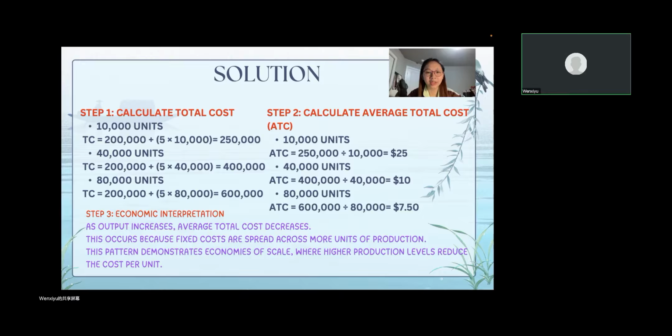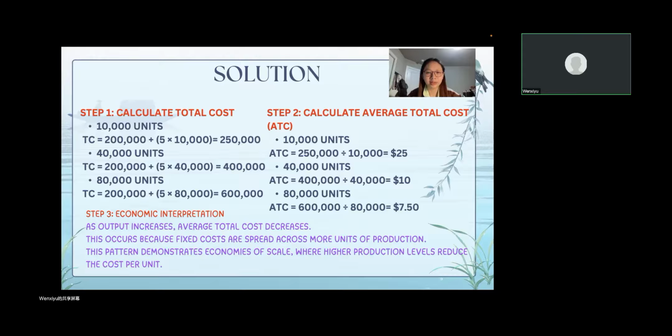At 40,000 units, $5 times 40,000 equals $200,000. Add the fixed cost of $200,000. Total cost becomes $400,000, divided by 40,000 units. Average total cost becomes $10 per unit.